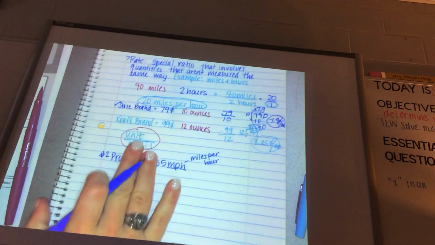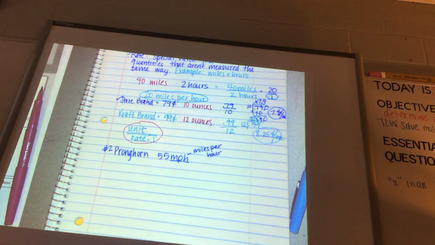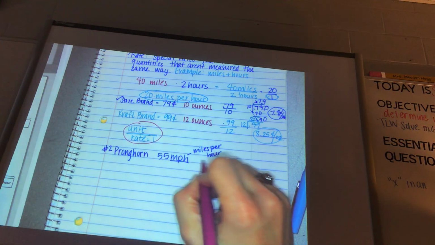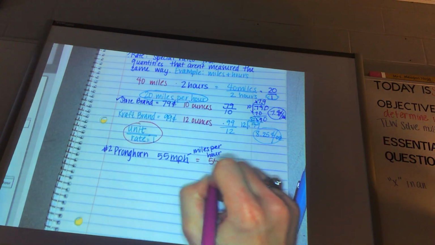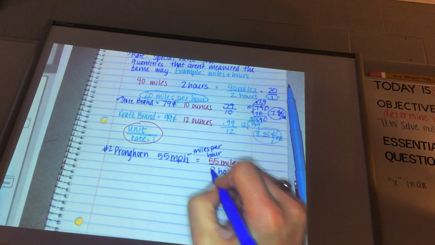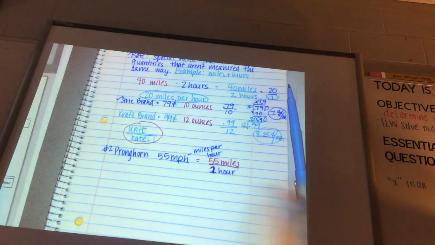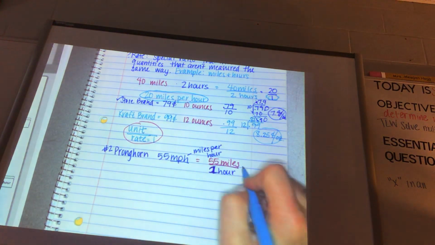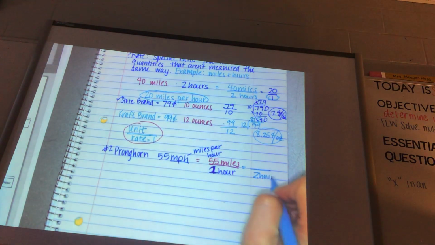So could you work backwards to figure out how many miles the pronghorn would run in 2 hours? Yes. Here's how you could do that. 55 miles per hour means it is going 55 miles in 1 hour. That's a 1. Okay? So we could figure out what it is in 2 hours by cross multiplying. Okay? 55 times 2.